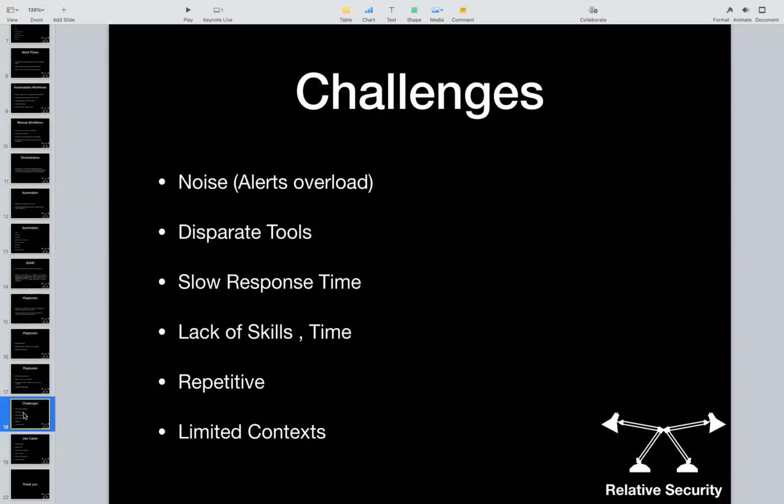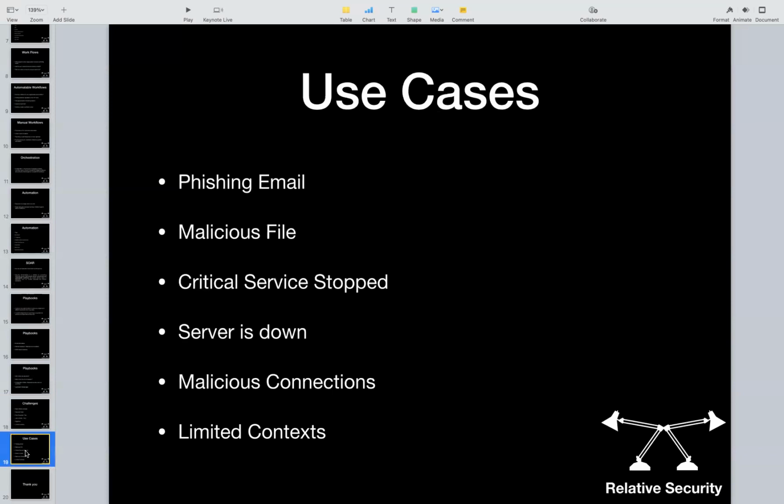make the decision. Certainly, it also covers your lack of skills, the time that we have already discussed, and all those repetitive tasks that the L1 has to do. The SOAR can help you there. The contextual information that is required, that we have already discussed. These are the challenges that the SOAR platform can help you with.